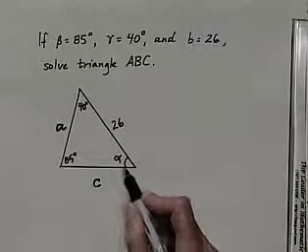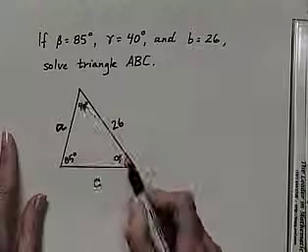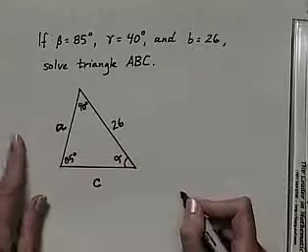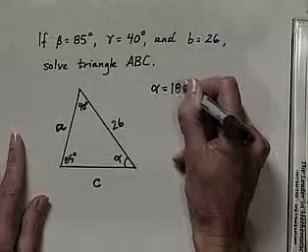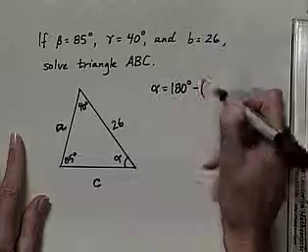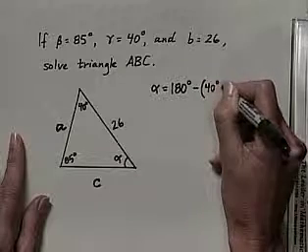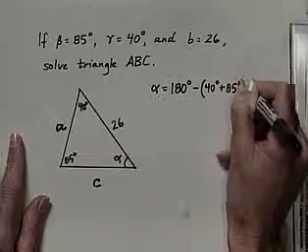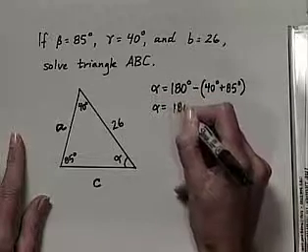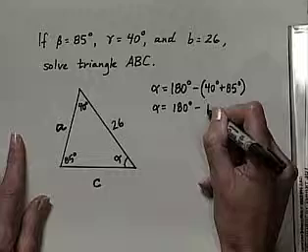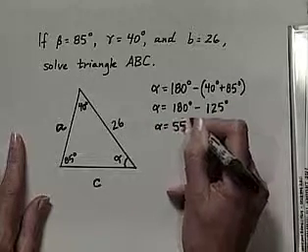Now, the first thing we can do is to find alpha. And of course, we're going to use the fact that the 3 angles in a triangle need to add together to give us 180. So to find alpha, we're going to take 180 degrees and subtract from that the sum of the other 2 angles. So we're going to have the 40 degrees plus the 85 degrees subtracted from the 180. That gives us alpha equals 180 degrees minus 125 degrees, which leaves us with 55 degrees.